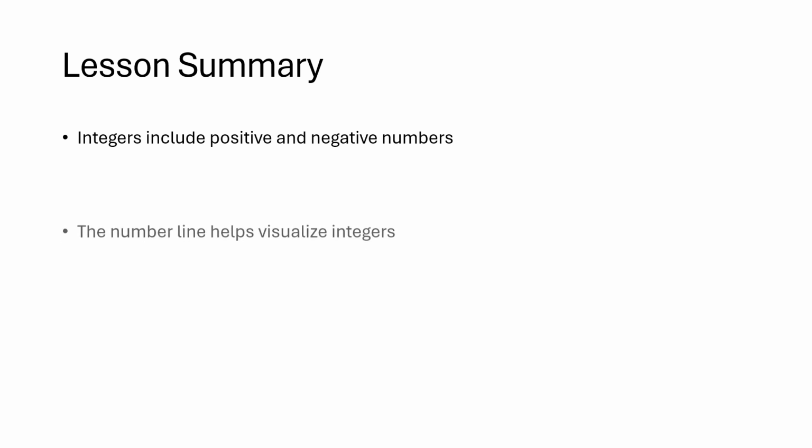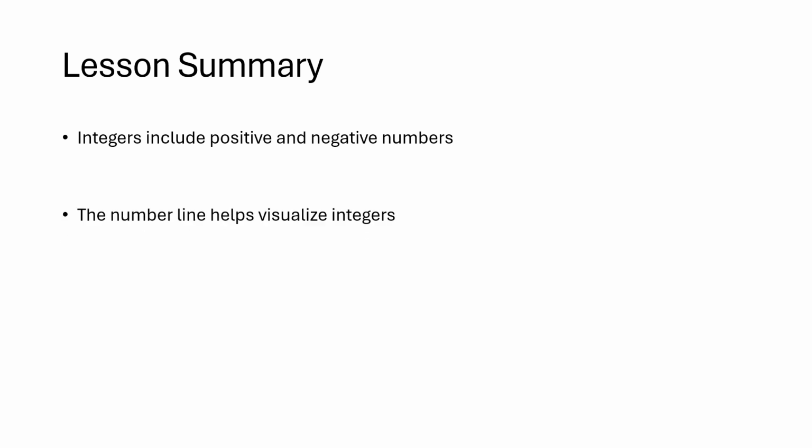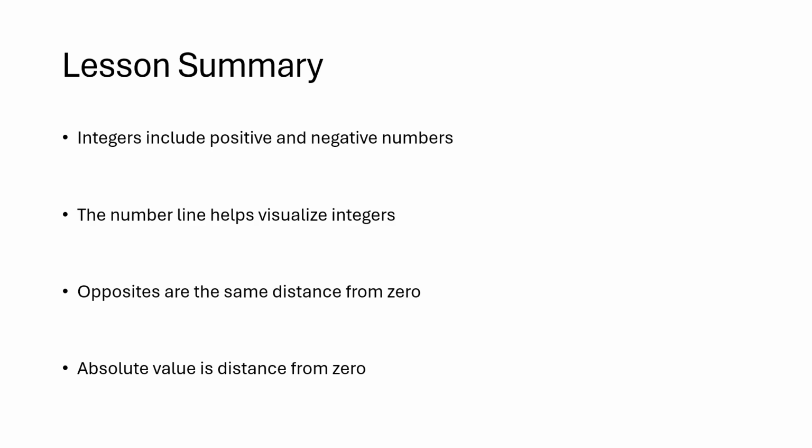Let's wrap up today's lesson with a quick summary. Integers include both positive and negative whole numbers. We use the number line to visualize and compare them. Opposites have the same distance from 0, just on different sides, and absolute value is simply that distance from 0. These ideas will be the foundation for adding and subtracting integers in the next lesson.